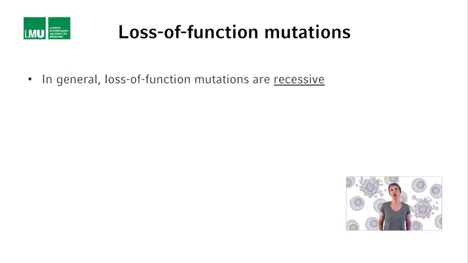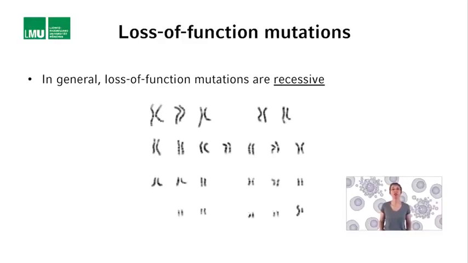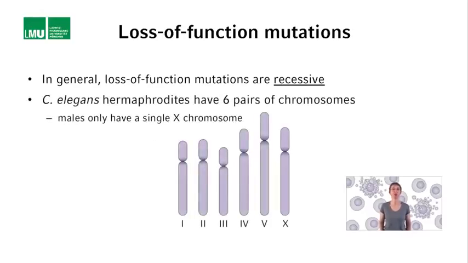In general, loss of function mutations are recessive or behave in a recessive manner. What does this mean? Many animals are diploid organisms. This means that in the nuclei of their somatic cells, there are 2 copies of each of their chromosomes. For example, humans have 23 different chromosomes, and they have a pair of each of these 23 chromosomes, and therefore a total of 46 chromosomes. C. elegans has 6 different chromosomes, and they also have a pair of each, at least hermaphrodites, and therefore they have a total of 12 chromosomes.